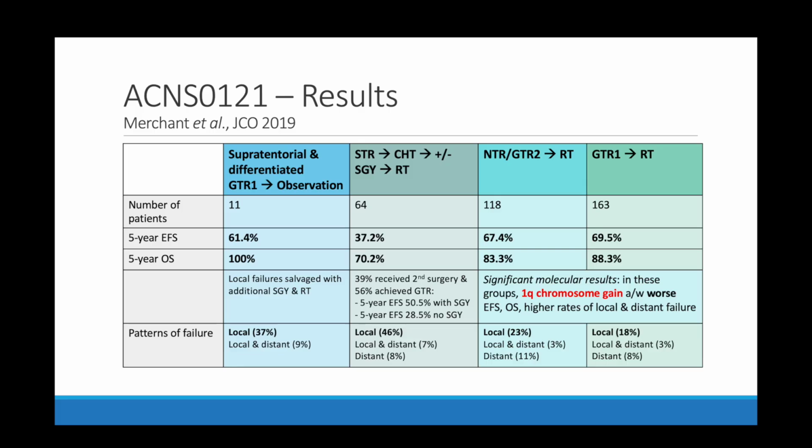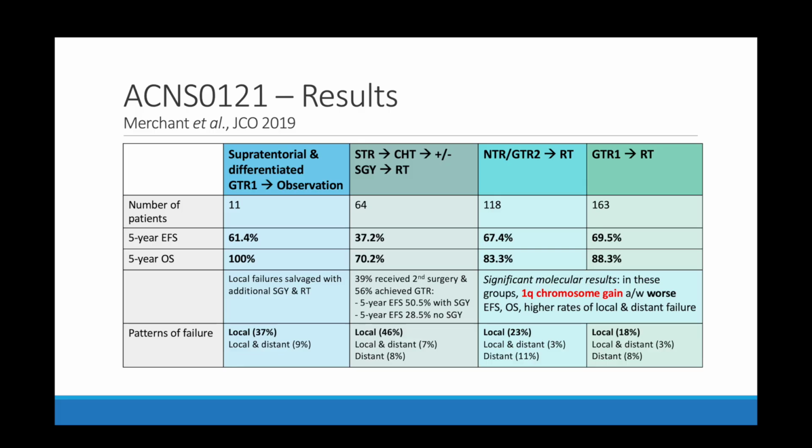37% of patients had local failure, but they were able to be salvaged with additional surgery and radiation. So supratentorial tumors that are differentiated with a complete resection can be observed. Everyone else gets adjuvant radiation. For patients that have a gross total or near total resection, these patients do very, very similarly, and they have excellent 5-year overall survival and pretty great EFS rates as well.